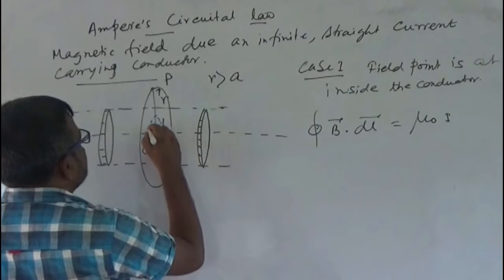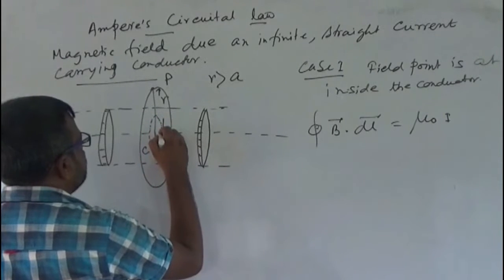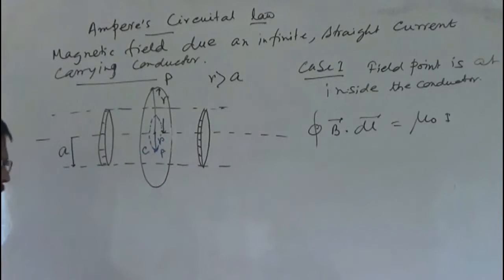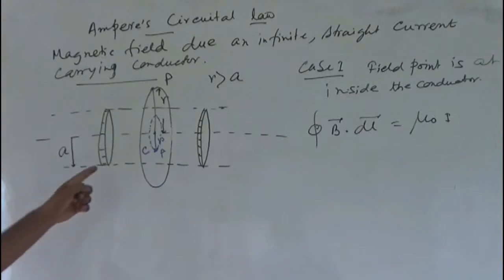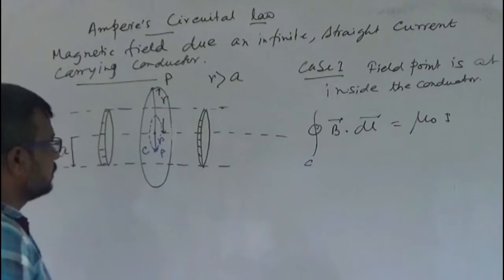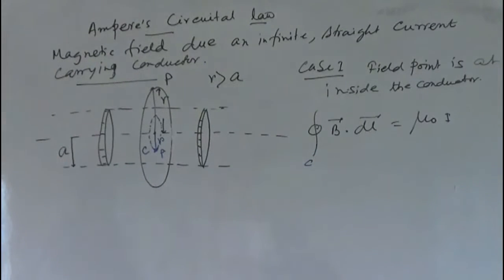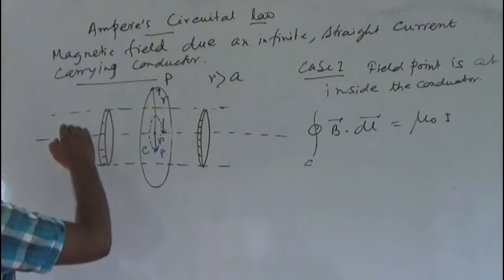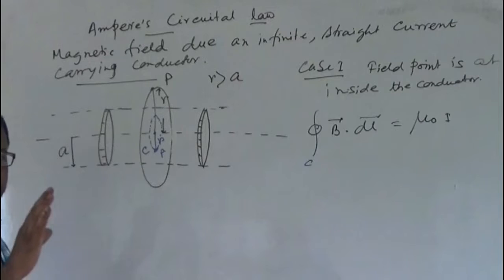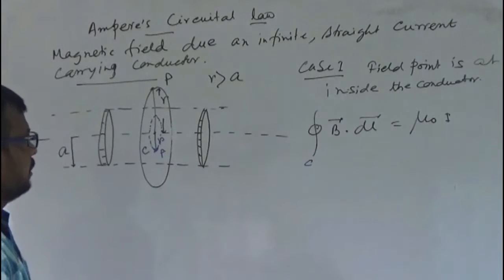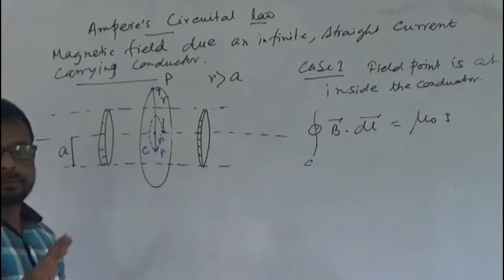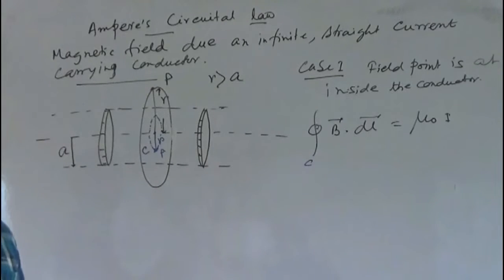We have taken a circular closed path of radius small r, which is less than a, with its center at the axis. This is the Amperian loop, the closed path C. Now, if the current flows through only the surface, then the current enclosed by this closed path is zero. Is it clear or not?